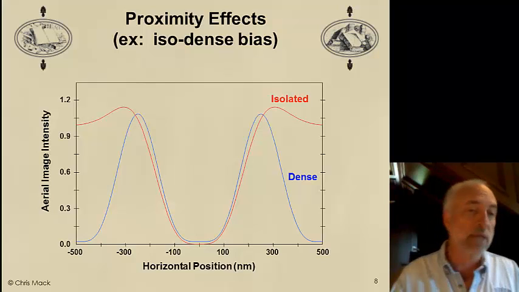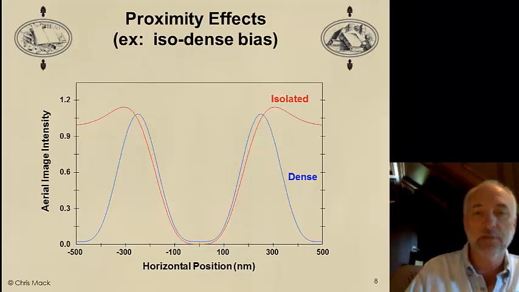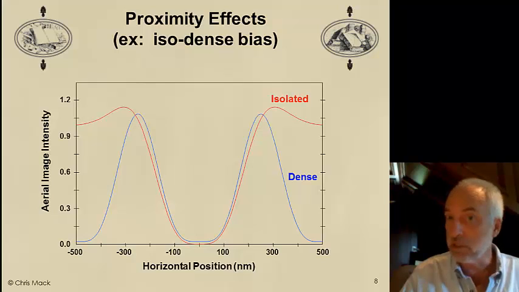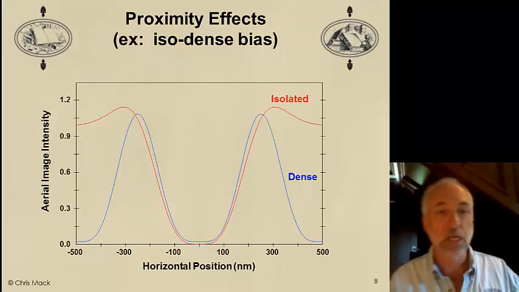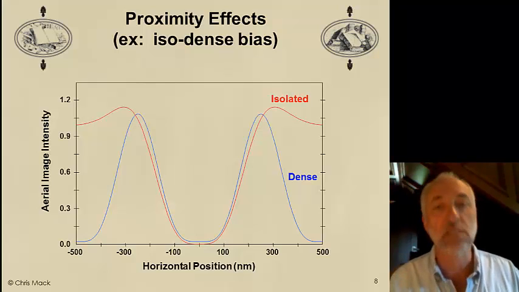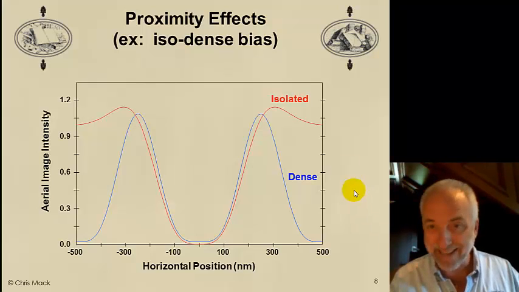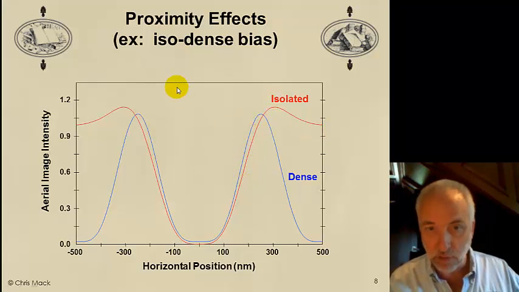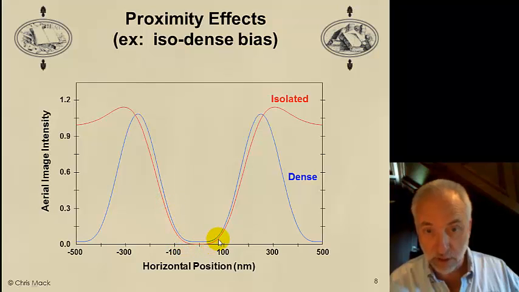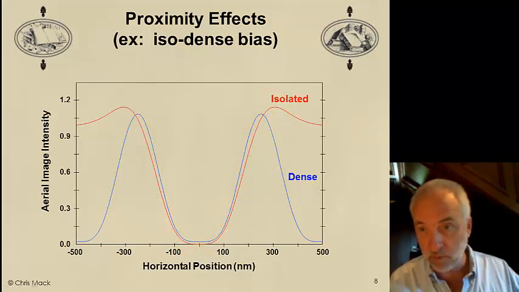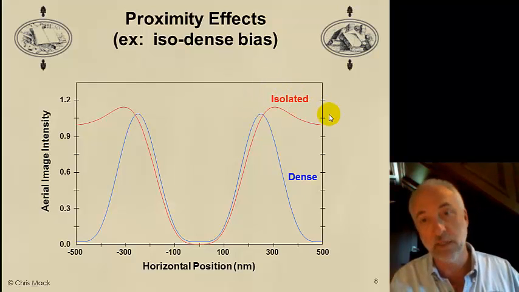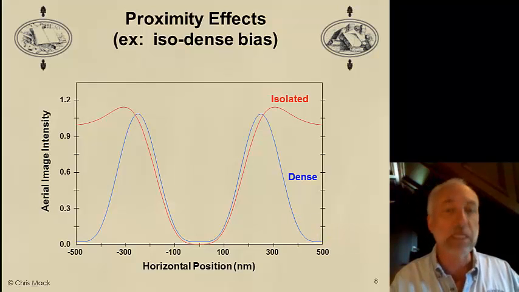A very simple way to see that is with the images that result from an isolated feature compared to a dense feature. Here I have a pattern of lines and spaces. In the red, I have the image of an isolated line. The line pattern is in the middle, and it gets dark underneath the line pattern and then is bright out here to either side. This is an isolated line in the red. But in the blue, I have a dense pattern of repeating lines and spaces.